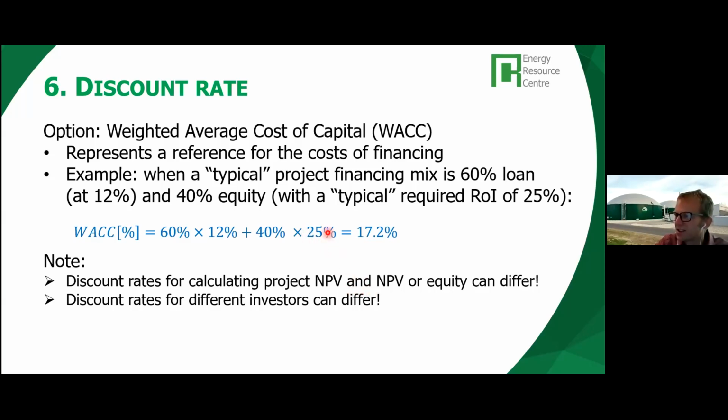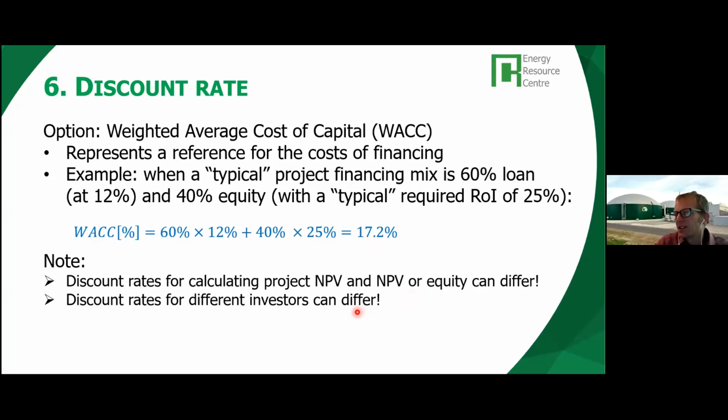For example, we see here that a 25% return on equity would be normal for a certain project in certain conditions. That means that this would have to be met for a particular investor, whereas for the project as a whole, the 17% would be the discount rate to be used. We'll have a quick look at that later on as well.